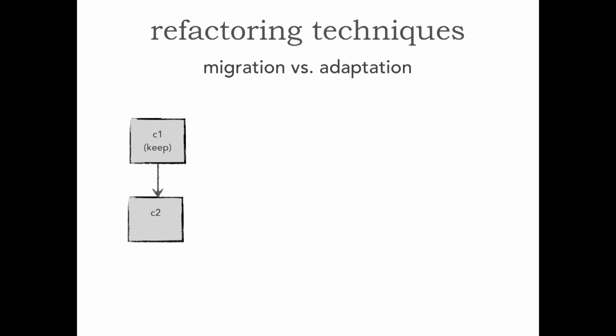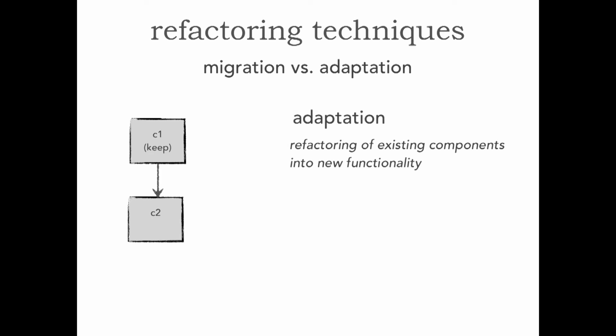the same setup. Component 1, C1, we're going to keep. C2, we're going to refactor or replace. Adaptation really is talking about refactoring of existing components into the new functionality. So in other words, instead of creating new components, we're going to refactor C2 over time in place. So C2 starts actually morphing into its end state in place, thereby having the end state right here.